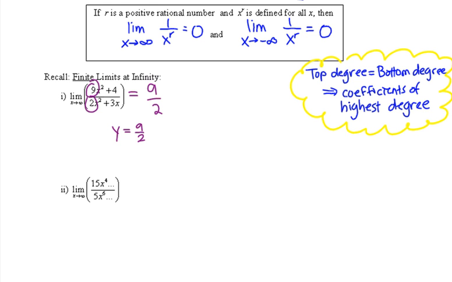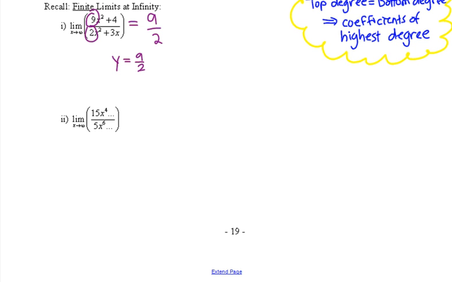If it was a horizontal asymptote. Okay, next guy. Now, what do we do if the top degree is less than the bottom degree? What would it approach? Approaches 0.